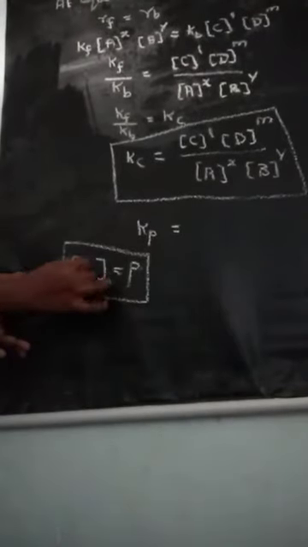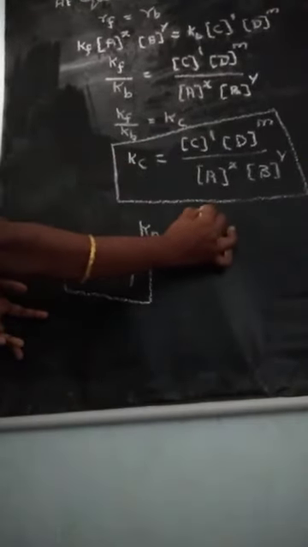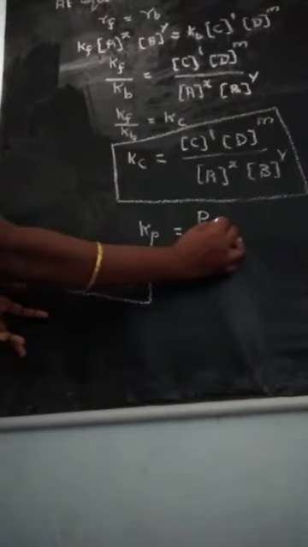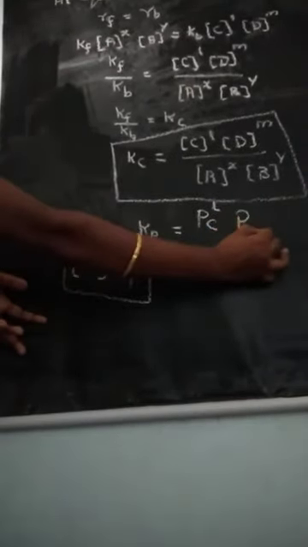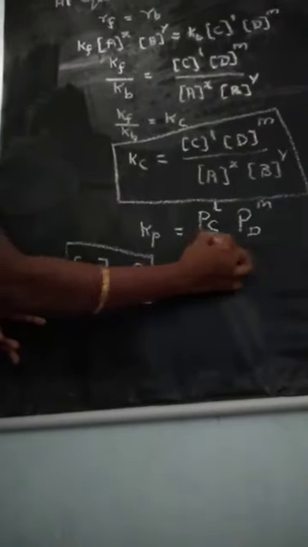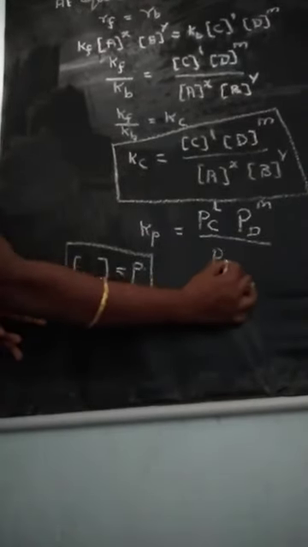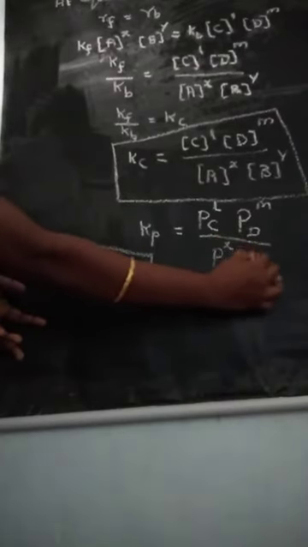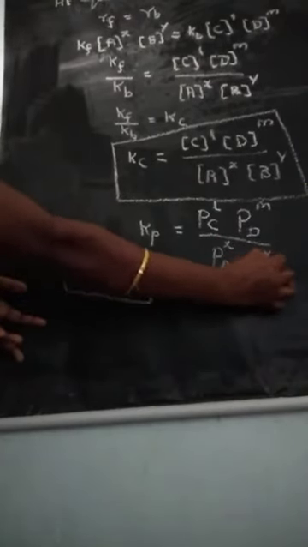Kp means instead of concentration, instead of square bracket, introduce the term pressure. So how can we write the formula? Instead of square bracket you write P. P of C power L into P of D power M divided by P of A power x into P of B power y. So this one is Kp. So this is the derivation of Kp and Kc.